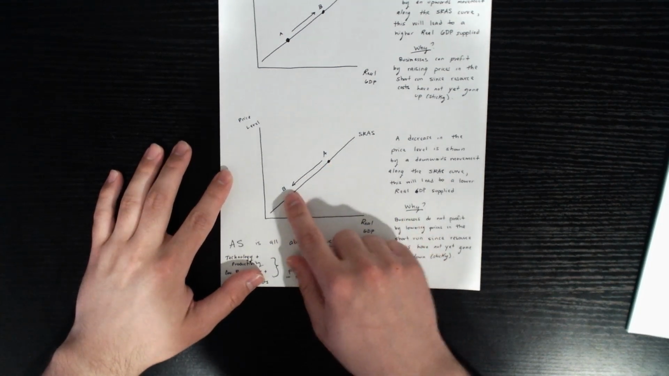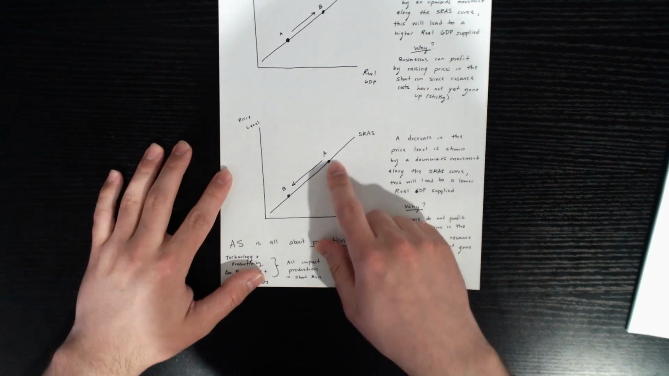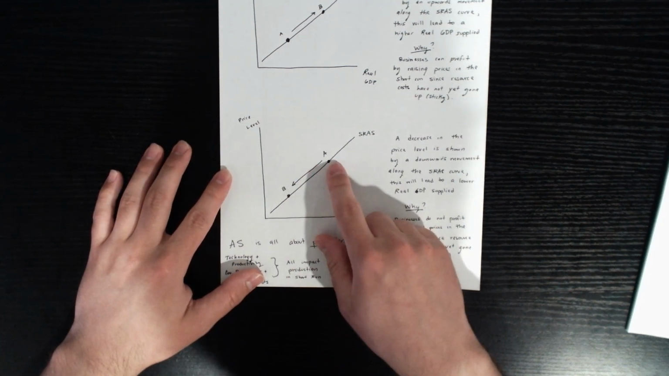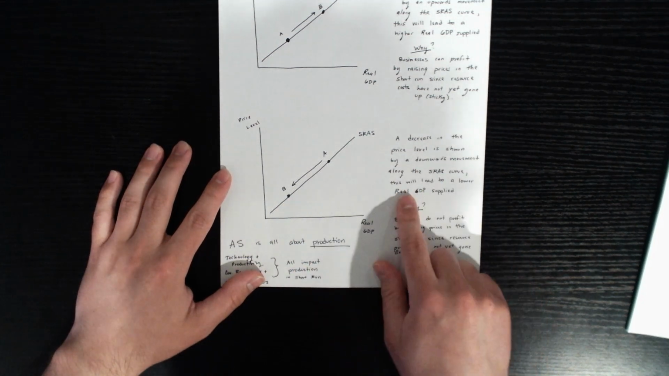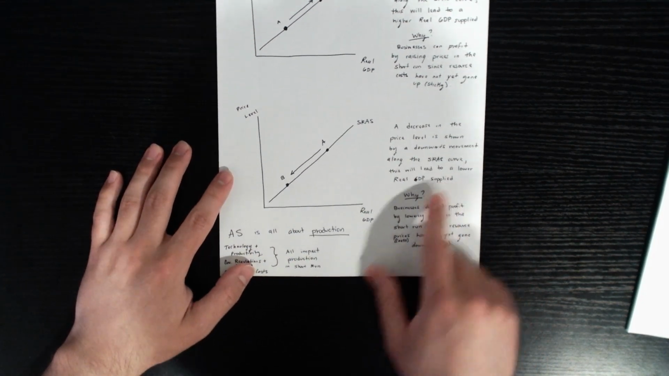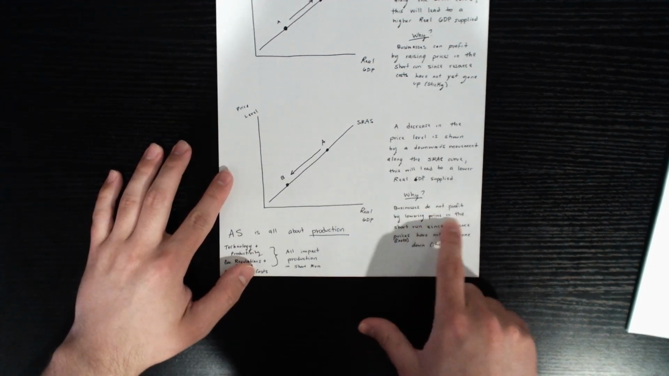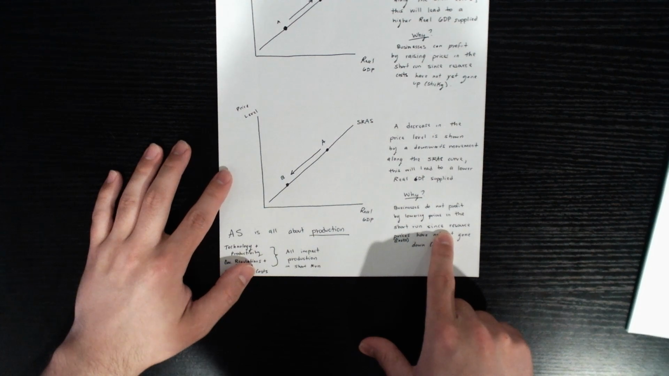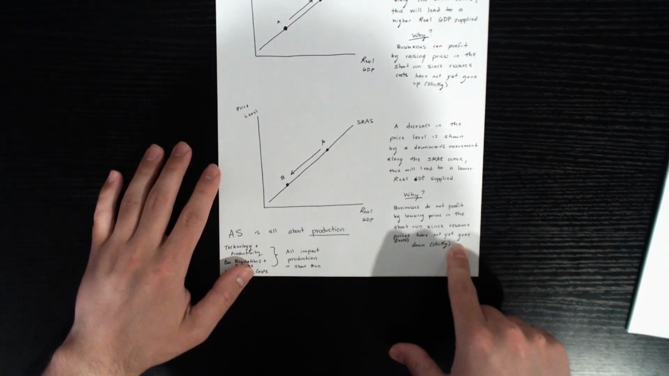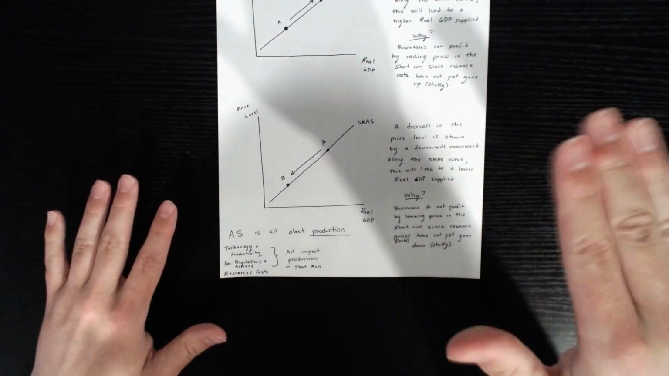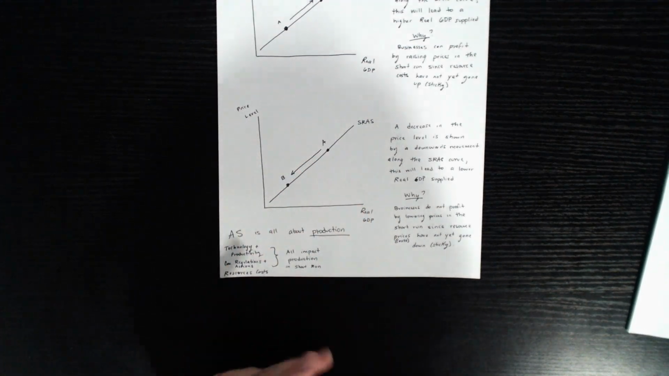In this example right here, we have a decrease in the price level shown by a downwards movement along the SRAS curve from A to B, and this will lead to a lower real GDP supply. Why does this happen? Because businesses do not profit by lowering prices in the short run, since resource prices are sticky and have not yet gone down. So now we have the opposite. Wages are not changing, but they're lowering their price, so now they're losing money.